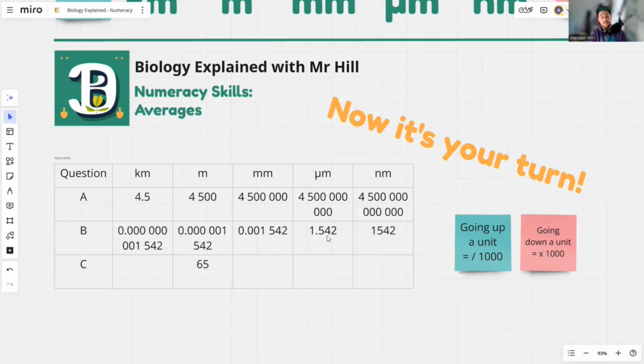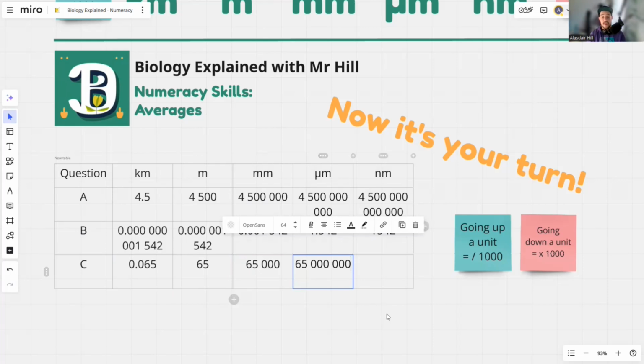Right, last but not least, then we have question C. We've got to do a bit of both. So 65 meters then becomes 0.065 meters because we're dividing that by 1,000. Next, the 65 meters becomes 65,000 micrometers. So we're timesing that by 1,000. We've got times by 1,000 again, so we're going to add 3 more zeros to our number here. Becomes 65 million. And then finally, nanometers, we're going to times it by 1,000 one more time.